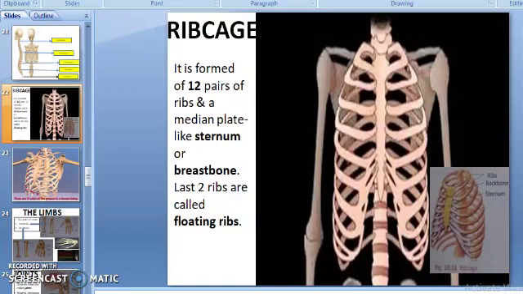Now we will start with the rib cage. The rib cage is formed of 12 pairs of ribs. How many pairs? 12 pairs. And a median plate like sternum or breastbone, which you can see over here in this picture. This is the sternum. So these 12 pairs of ribs are joined in the front side with this sternum, or you can say chest bone, and from the back side it is connected to the backbone.